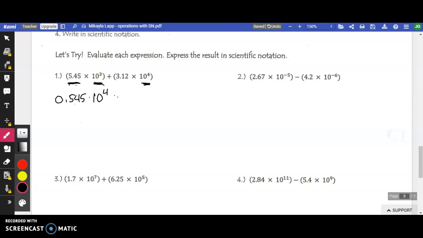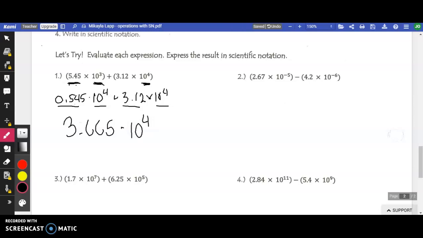And then this is still 3.12 times 10 to the 4th. Now we have the same 10 power. Now we're allowed to start doing operations, which is just addition. You just add your 2 rational numbers here. So 0.545 plus 3.12 equals 3.665. And then we keep the power of 10. Just like in fractions, we would keep the denominator once we make it the same. We do the same thing here. We just keep our power of 10.